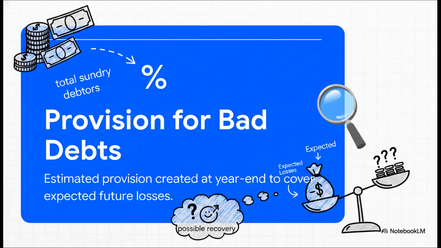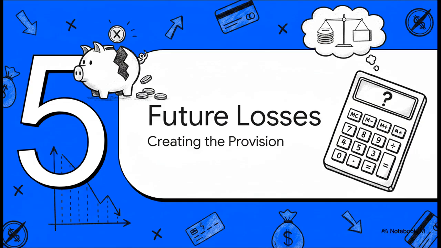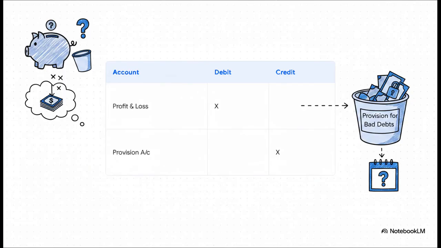Now, there's a really important distinction I want to make here. These debts are only doubtful, they aren't permanent losses, yet. Recovery is actually still possible, which totally changes how we record them. And that leads us directly into our final section, Section 5, Accounting for Future Losses, and exactly how we create this provision. So the crucial point is, because these specific debts haven't officially gone bad yet, we never ever touch the individual debtor's personal account.